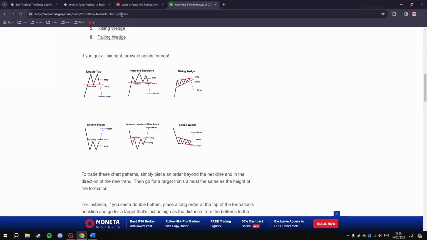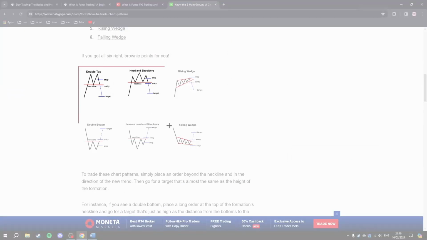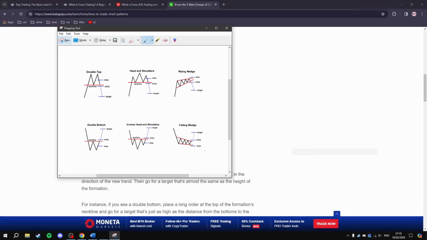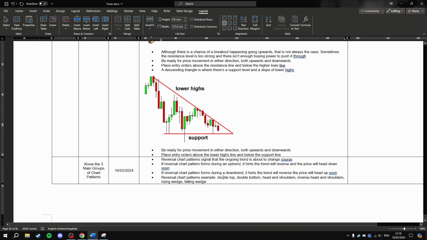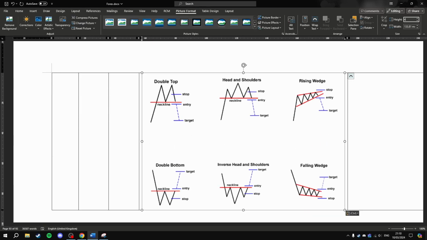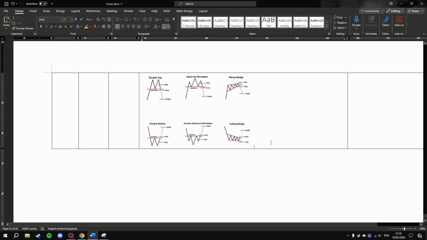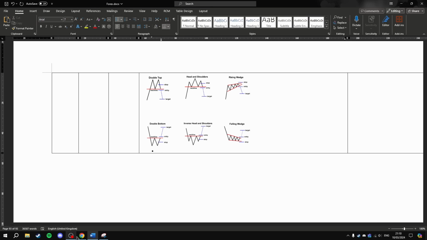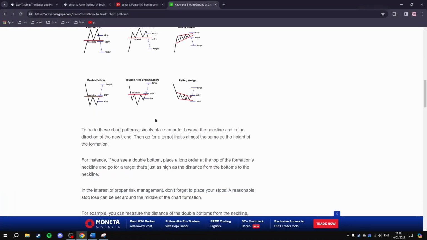So we got some examples here. Very nice. To trade these chart patterns, simply place an order beyond the neckline and in the direction of the new trend. Then go for a target that's almost the same as the height of the formation.